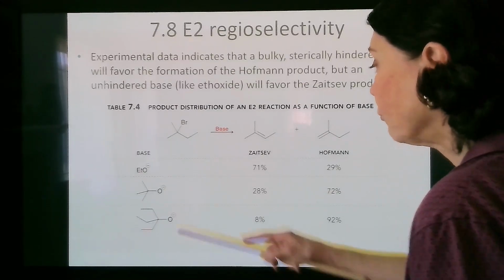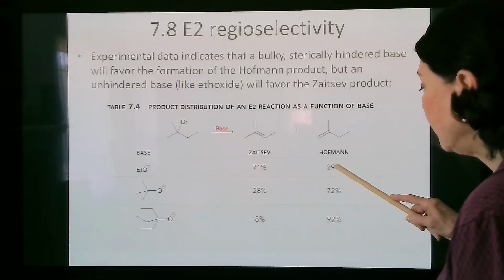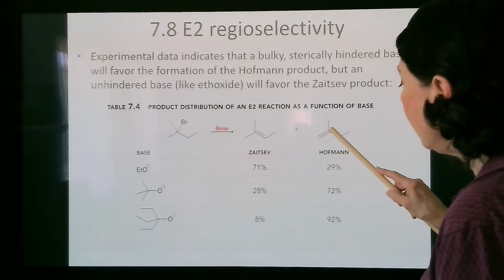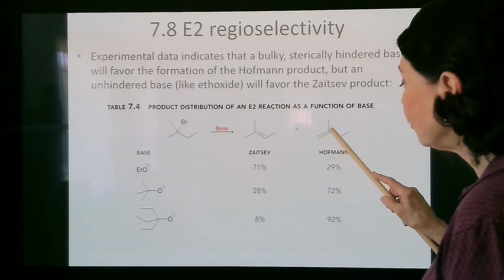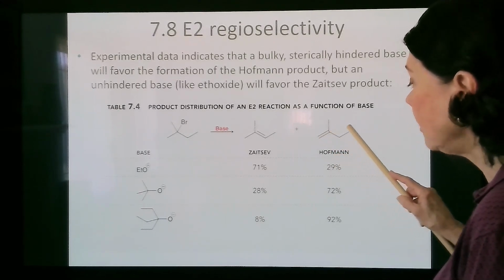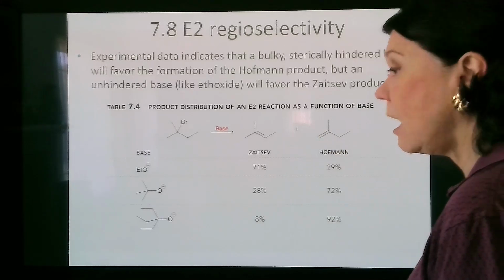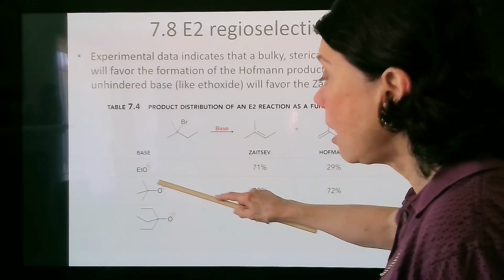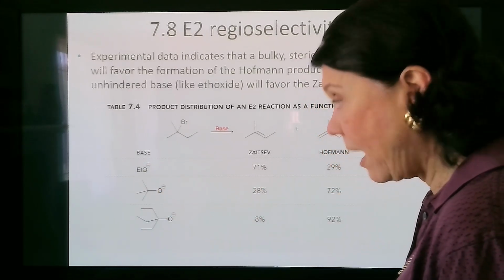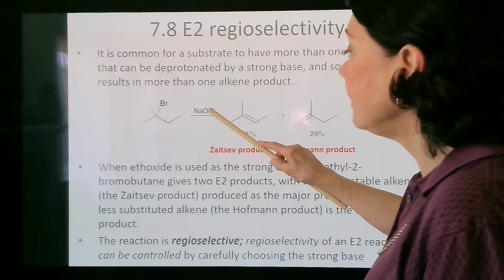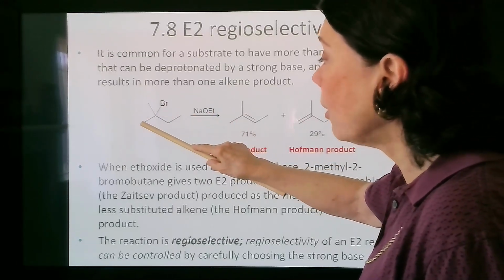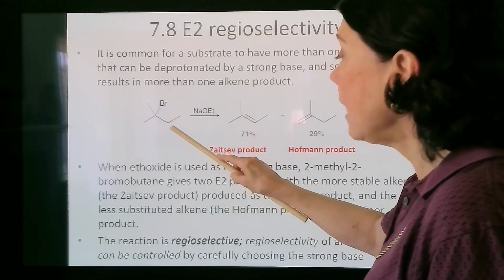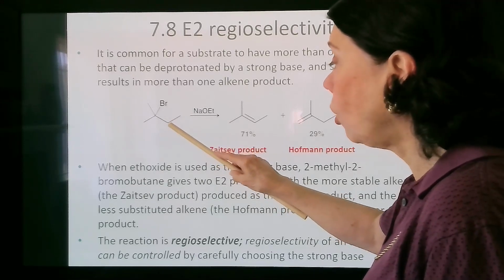So let's look at this. This is the reaction that we just looked at. There's the 71% and the 29%. The Zaitsev product, the internal double bond, and here's the Hofmann product, the external double bond, the terminal double bond. Terminal means it's at the end of the alkyl chain. And so what happens if you make this base larger? Okay, let's go back. When the ethoxide comes in for attack, it can pluck a proton off of these terminal methyl groups, or it can come in and pluck a proton off of this internal methylene.